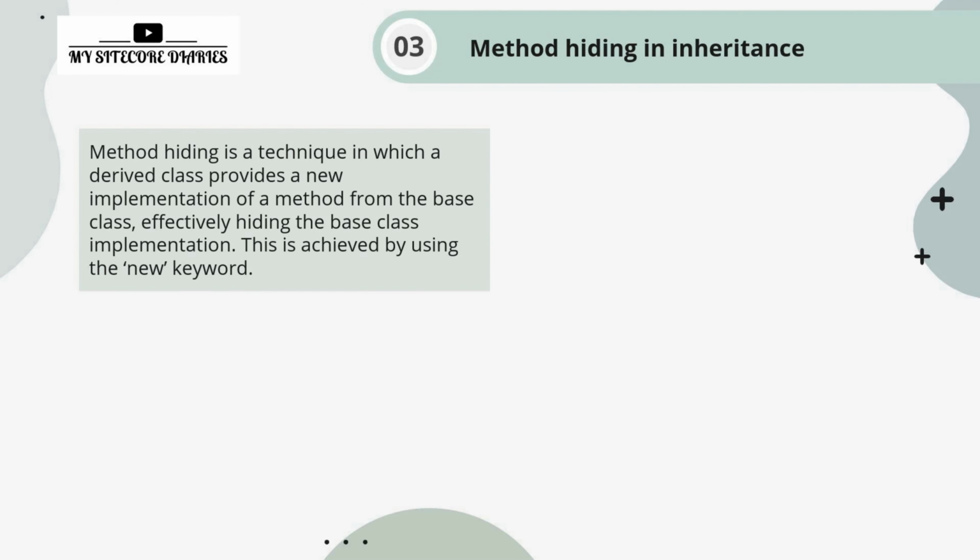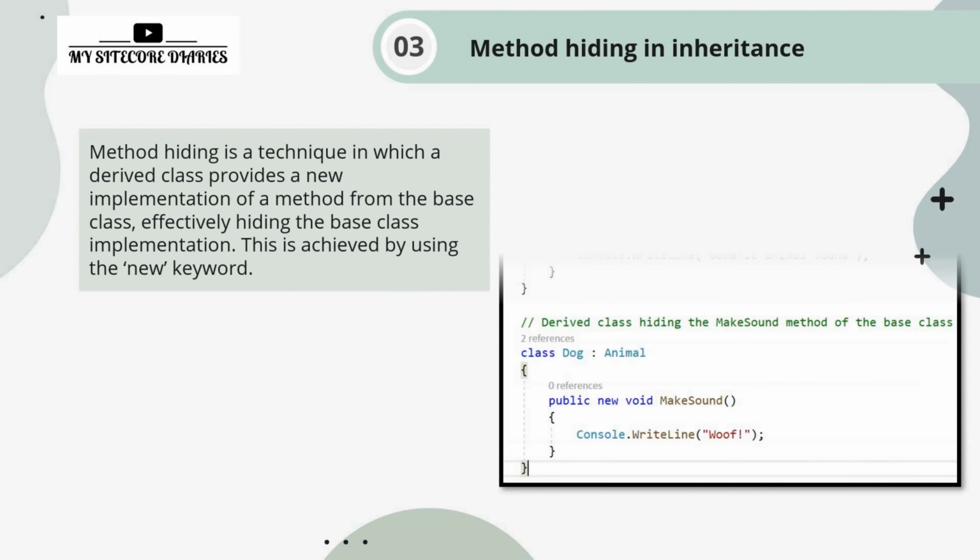So you have some implementation in your base class. In, say, method A, you have some calculation, some logic applied in method A, but you have the same method in your derived class, but the logic is different. That is where you use the new keyword.